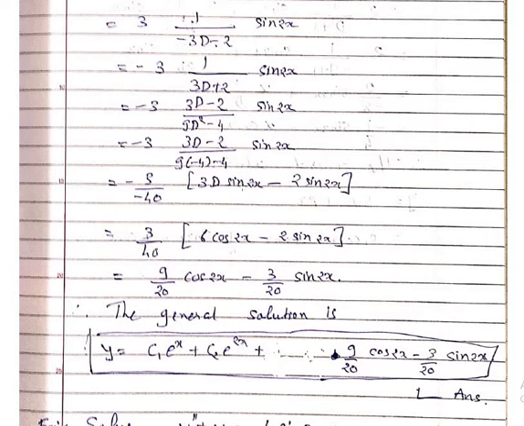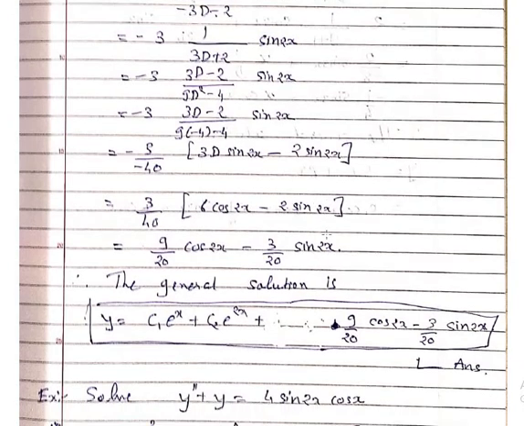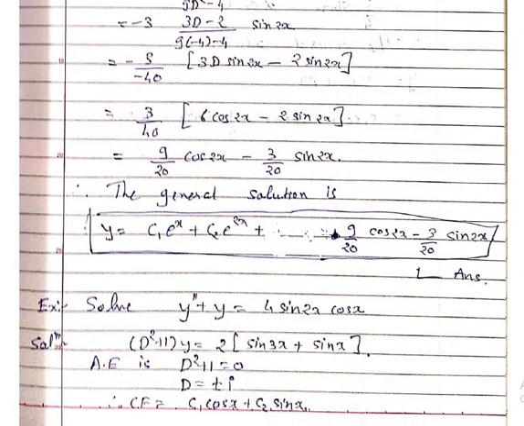That means the derivative of sine 2x is 2 cos 2x. That will give you 3 upon 14 into 6 cos 2x minus 2 sine 2x. Multiplying and simplifying, that will give you this answer. And the general solution is given by CF plus PI. That means c1 e raised to x plus c2 e raised to 2x plus 9 by 20 cos 2x minus 3 by 20 sine 2x.